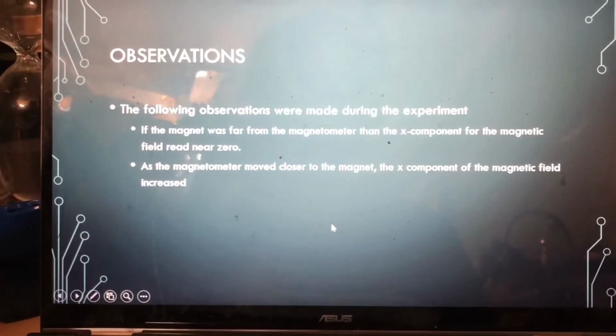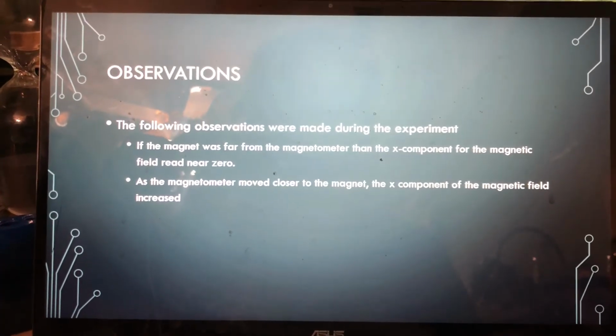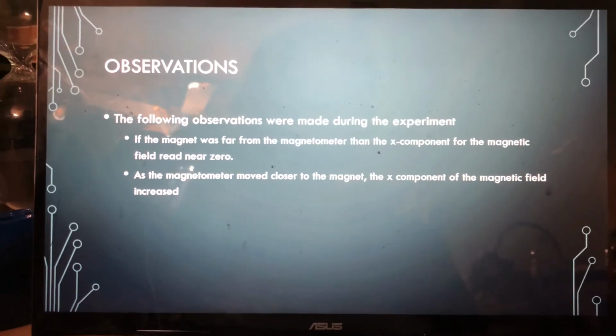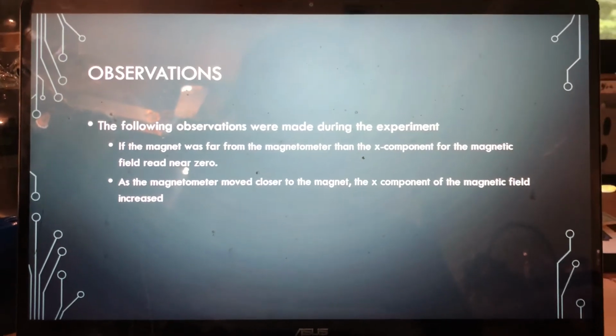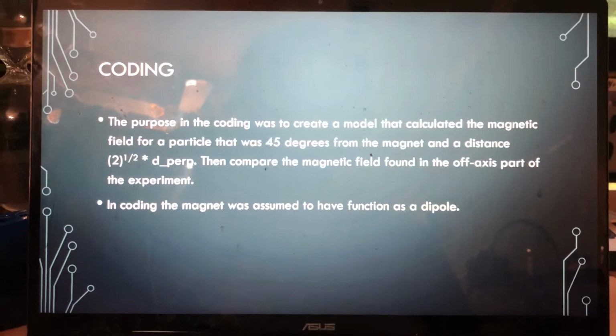So the following observations were made during the experiment. If the magnet was far from the magnetometer, then the x component of the magnetic field read near zero, and as the magnetometer moved closer to the magnet, the x component of the magnetic field increased.